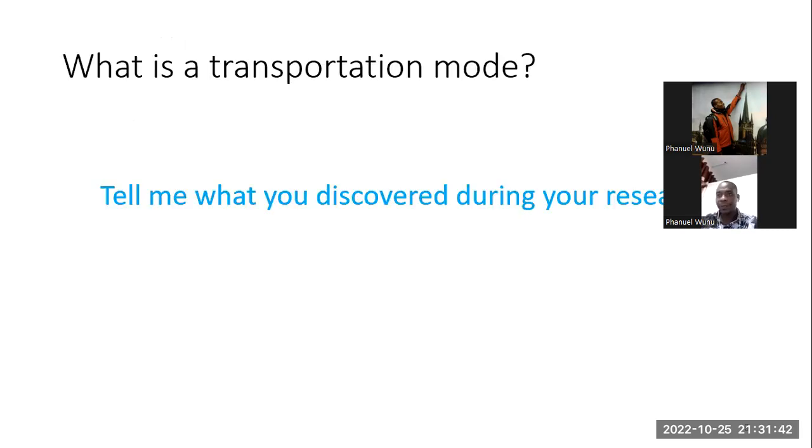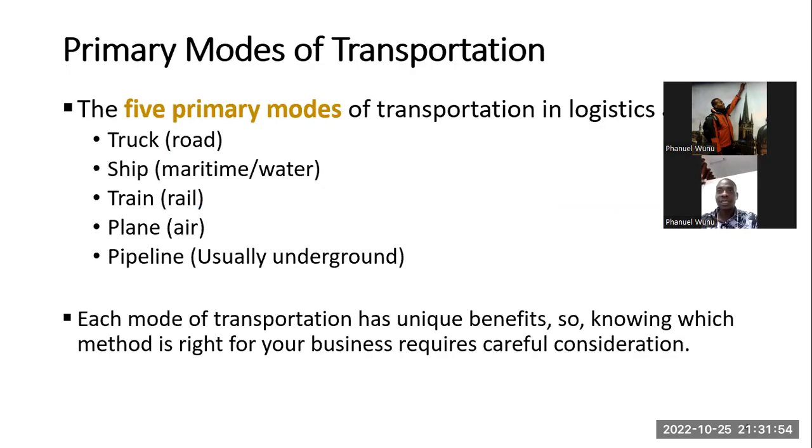All right. So when we're talking about transportation mode, we discussed this in class extensively, what we understand by transportation mode. The primary modes of transport, as we are aware, are road, maritime or water transport, rail transport, and air transport, and pipeline, usually underground, for transporting liquid like gas, liquid petroleum gas, or crude oil, or sometimes even refined oil, depending on the situation.